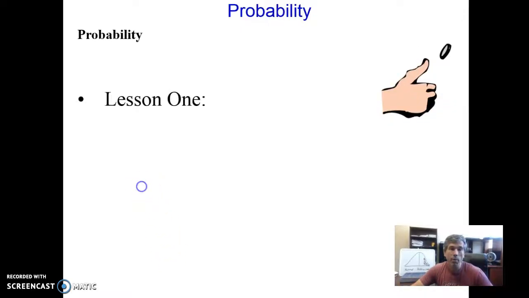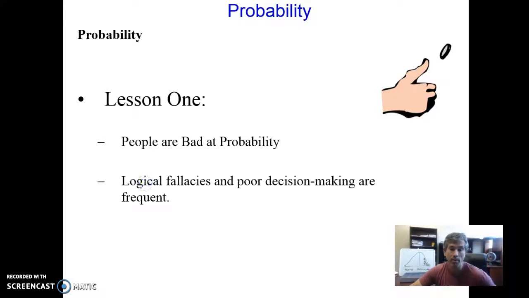So probability. Lesson 1 on probability. Are you ready for lesson 1? Here you go. It's almost life lesson 1. People are really bad at probability. People suck at calculating probability. Not every single person, but as a group, we are very poor at calculating probability.